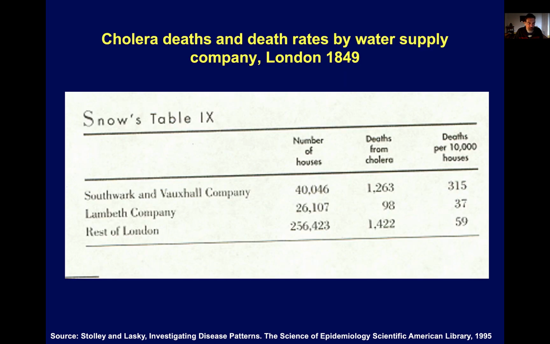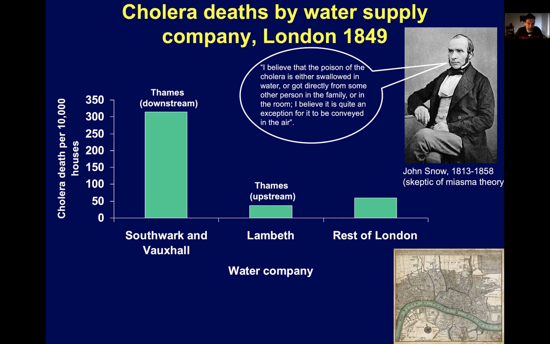And Snow compiled this information, the deaths from cholera, ultimately looking at it at the household level, and compared the death rate per 10,000 households for the Southwark and Vauxhall Company to that of the Lambeth Company. And you can see that there was quite a big difference here in the rate. And just showing that same information graphically, the households that were served by the Southwark and Vauxhall Company had cholera death rates that were an order of magnitude higher than the households that were served by the Lambeth Water Company, as well as those in the rest of London.